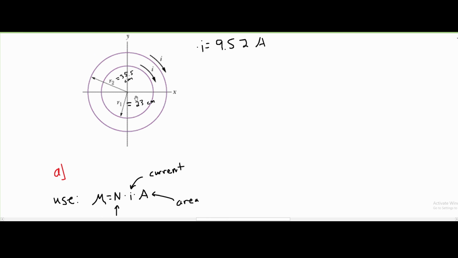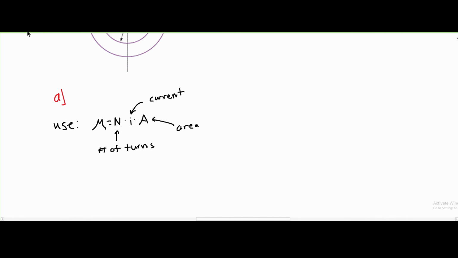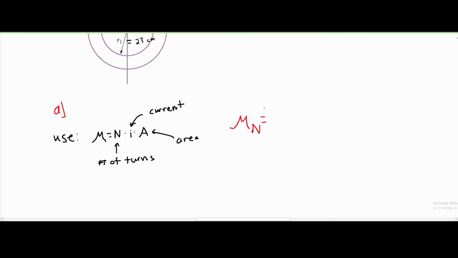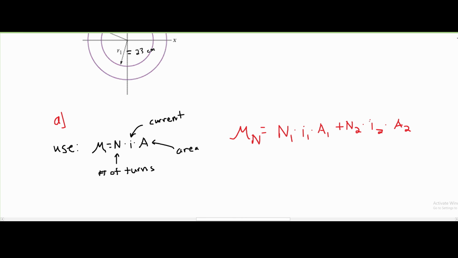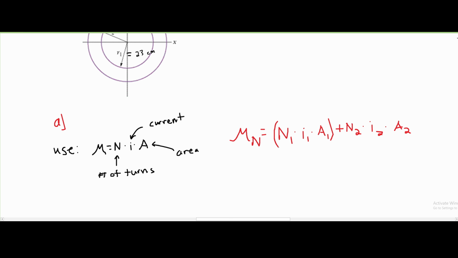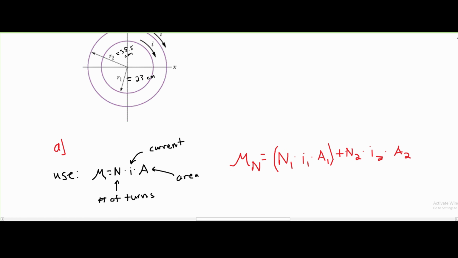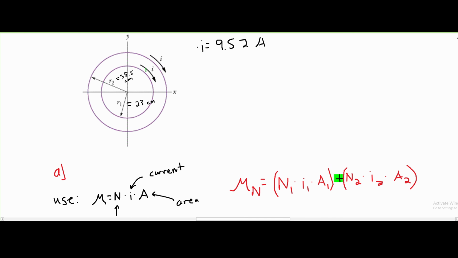Since we have two radii, we have two separate loops, so we are going to have a magnitude net equal to n1, the number of turns for the first loop, times the current of the first loop times the area of the first loop, plus the number of turns for the second loop times the I of the second loop times the area of the second loop. And these are being added together because they are both going in the same direction. We can highlight this because it's important to this problem.